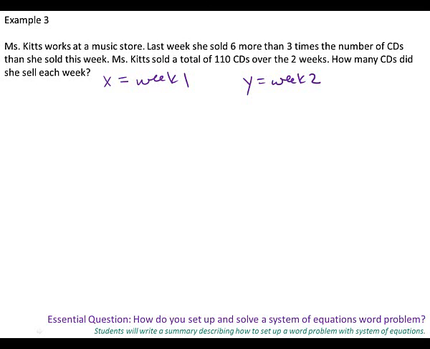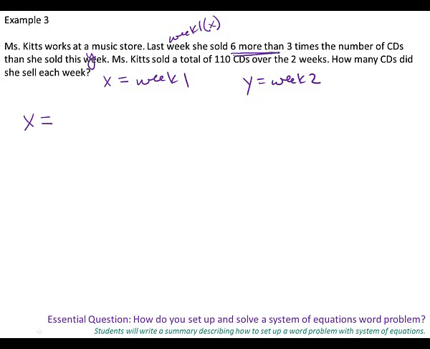It says last week would be week 1, right? So I'm going to write that up there so I don't get confused. She sold, so week 1 we said was the X. She sold 6 more than 3 times the number of CDs she sold this week. So this week would be week 2 or Y. All right, so it says last week she sold. That indicates equals to me. So X equals 6 more than.